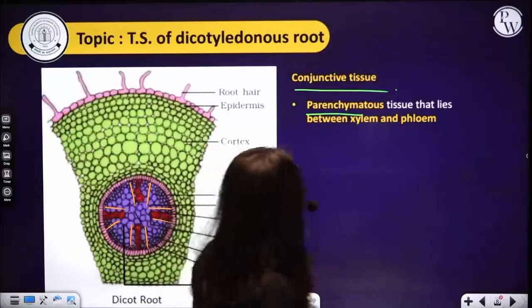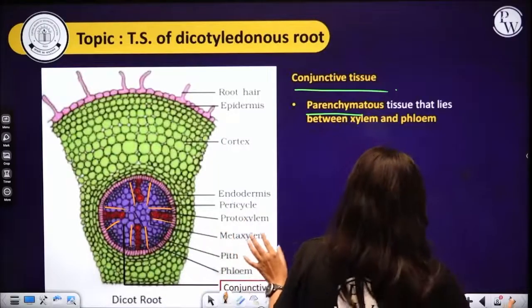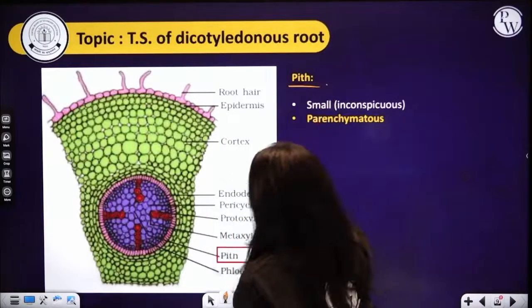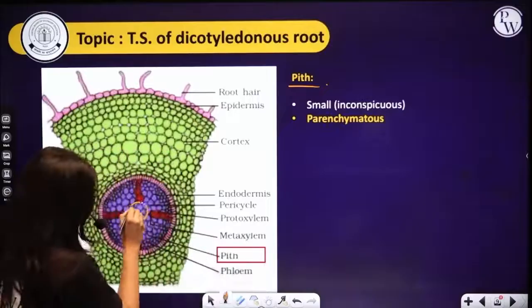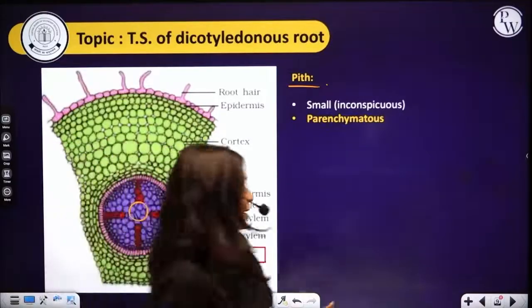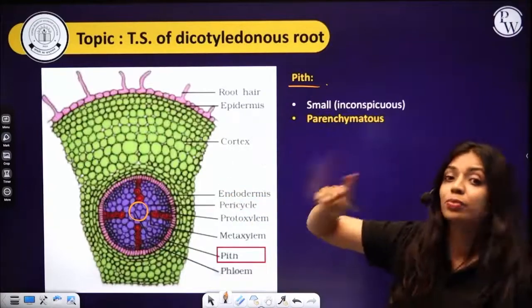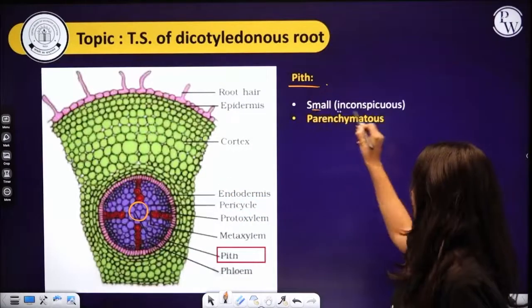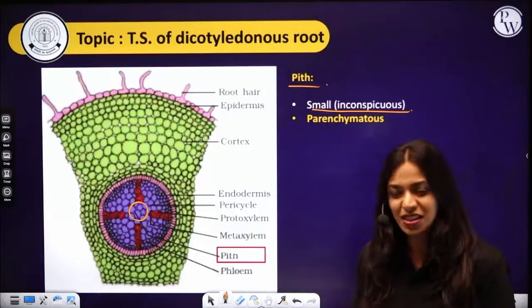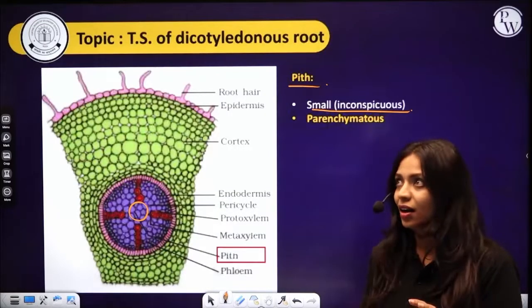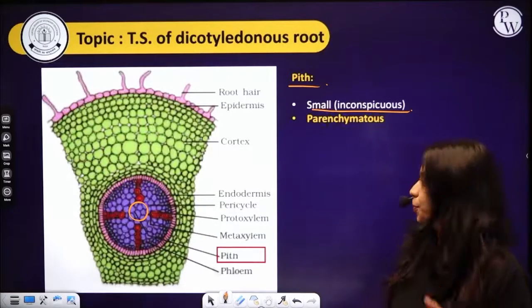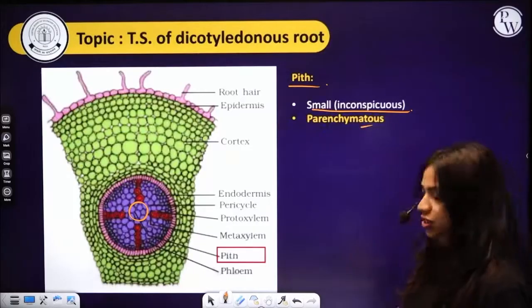All right. So following that, we have to learn about the pith. Pith is the central region which is also made up of parenchymatous cells. Pith in dicot roots compared with monocot's roots is inconspicuous. Inconspicuous means it is small, not very visible, not very evident. Okay. And like I already mentioned, this is parenchymatous.